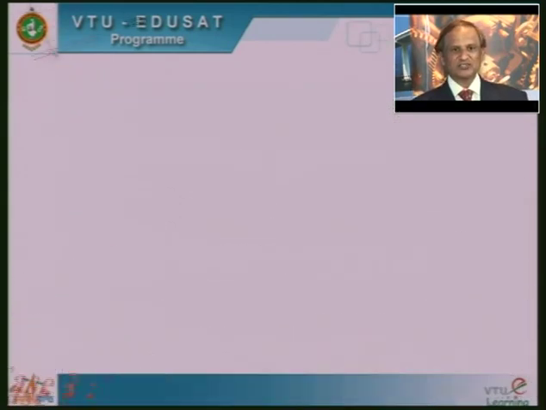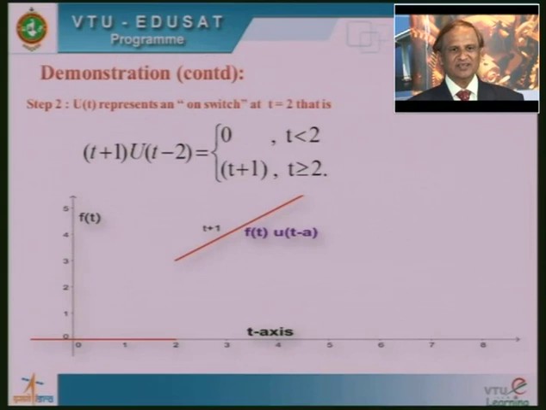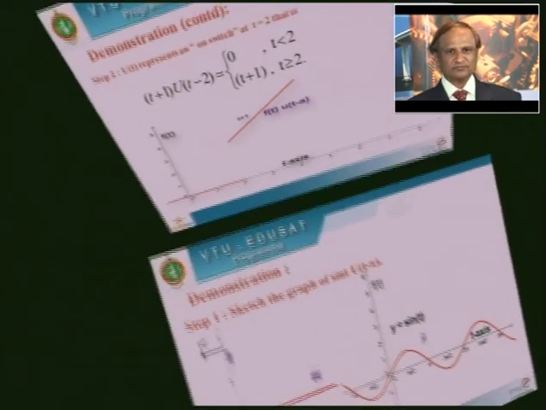When I multiply these two graphs, what can I obtain? I can obtain the curve after t is equal to 2. How are we going to define it mathematically? u of t minus 2 into t plus 1 is equal to 0 when t is less than 2. It means when t is less than 2, the graph is not visible. When t is greater than or equal to 2, then it is visible. So that can be observed.